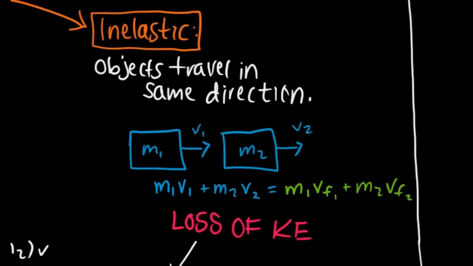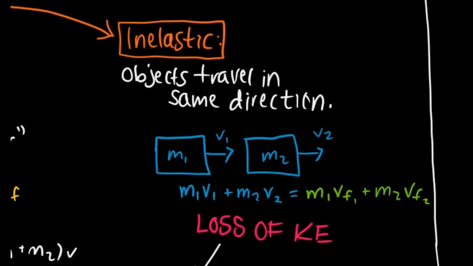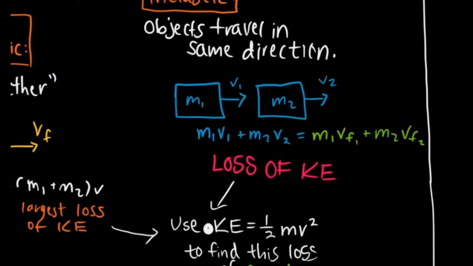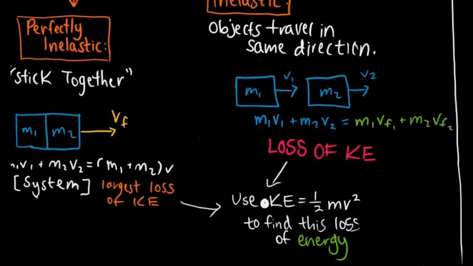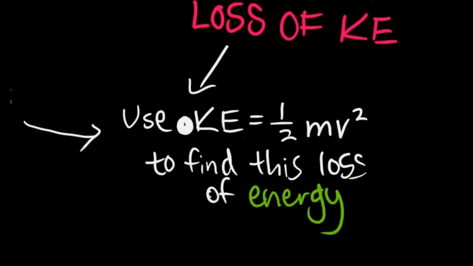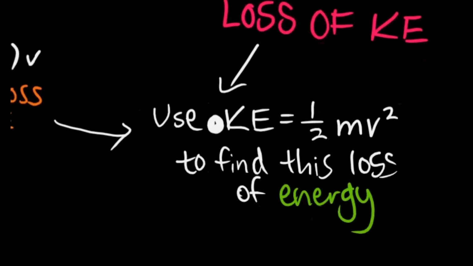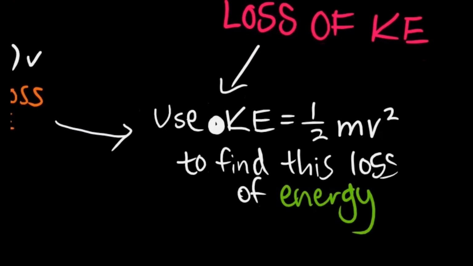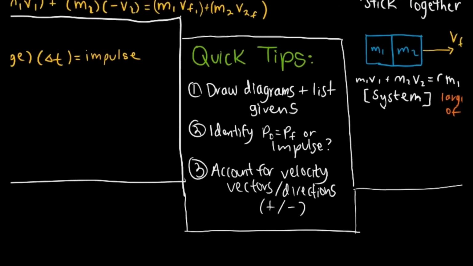Now they can also just be inelastic without sticking, so they're just going to generally travel in the same direction. And then the equation is pretty similar to the elastic equation, except now taking into account those vector directions. That is really what makes the difference in these momentum equations. So whenever you have a loss of kinetic energy and you're asked to calculate it, all you have to do is use kinetic energy equals 1/2 mv squared. You can see the variables of mass and velocity, which usually you will be able to solve if you're doing momentum equations. So you can use this to find the loss of energy.